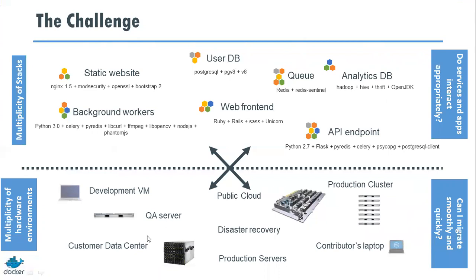Now, we were talking about the software side. There is a hardware side as well, that is, there could be multiple types of hardware environments. It could be a development virtual machine, a QA server, or a customer data center. The features of all of them could be very different. So sometimes it runs on the QA server, but it may not run on the actual data center. So that problem is there.